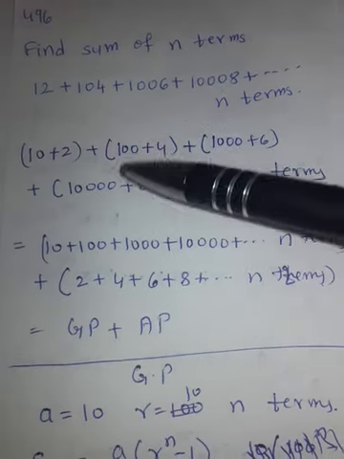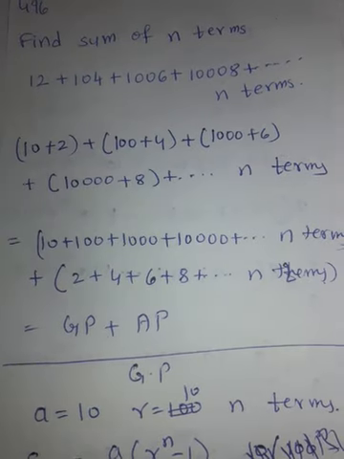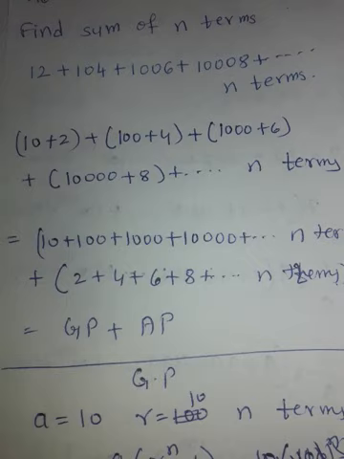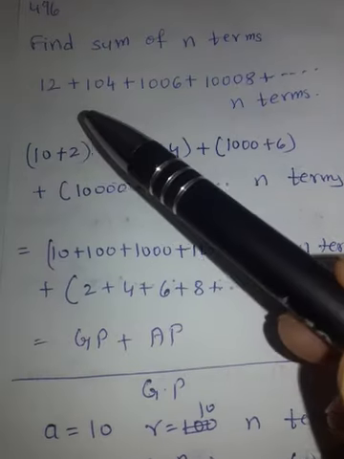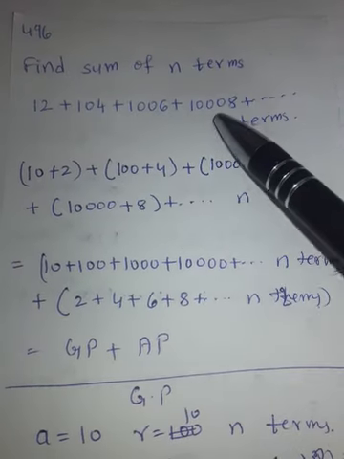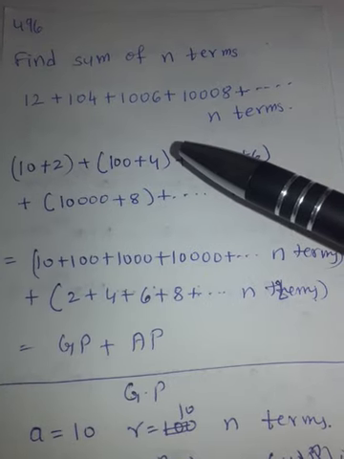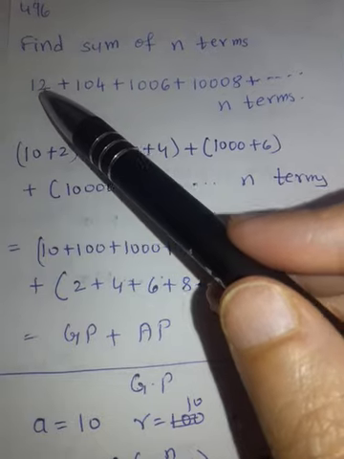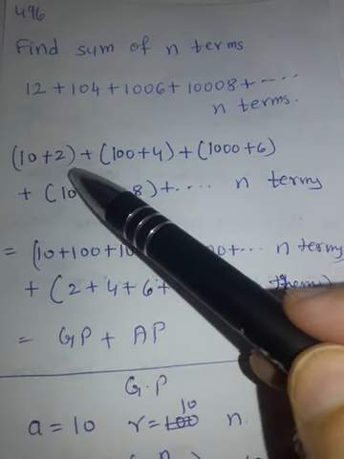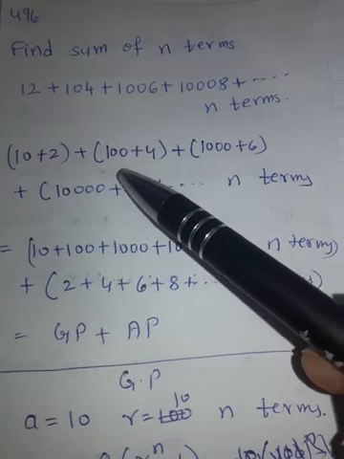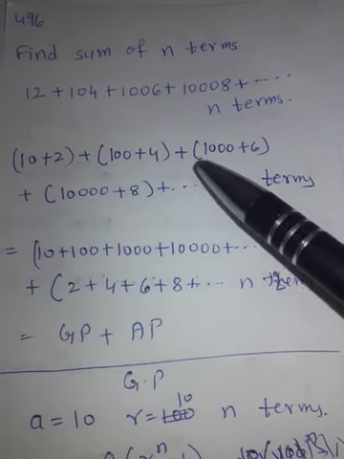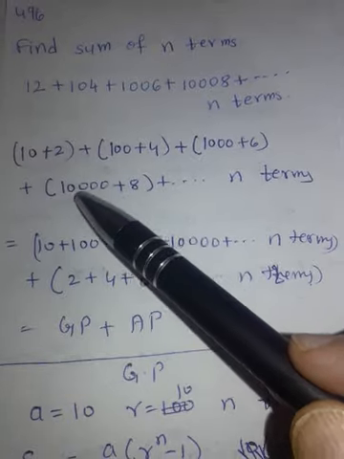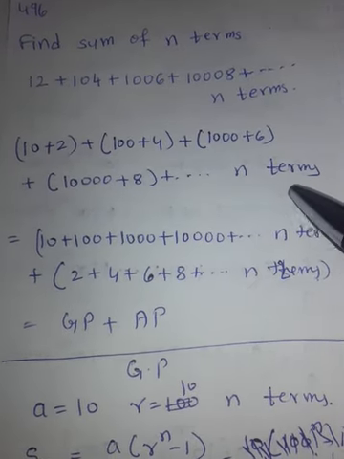Because whatever examples we are solving here, the same examples are not going to be in the exam, right? There will be a little difference. So I am explaining how to think: when you look at these terms, which is the nearest round term? 10, 100, 1000 is definitely there. 12 can be written as 10 plus 2, 104 as 100 plus 4, 1006 as 1000 plus 6, 10,008 as 10,000 plus 8 up to n terms.